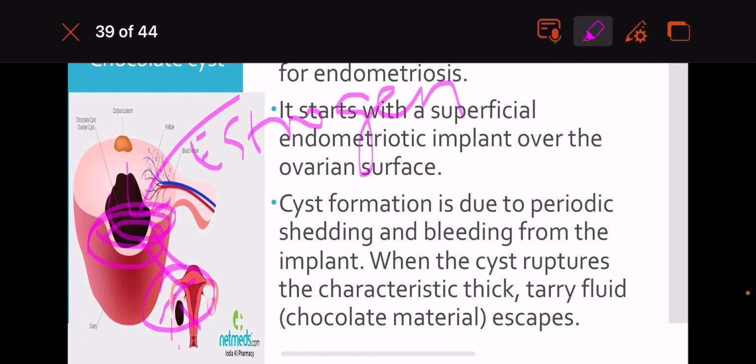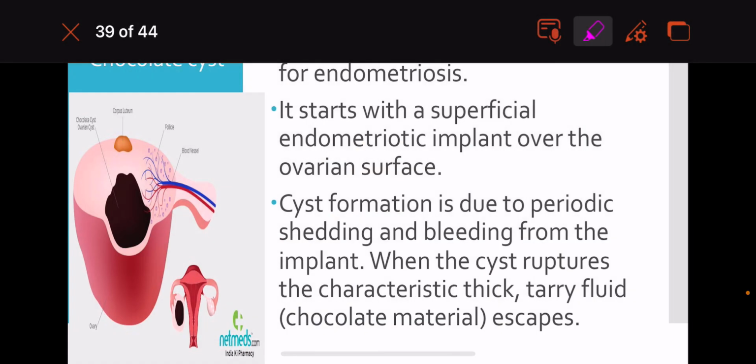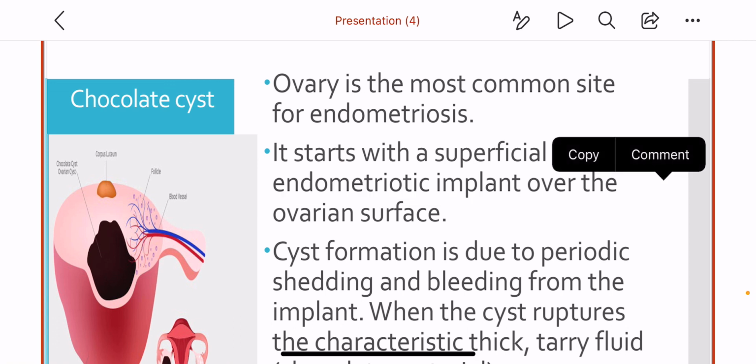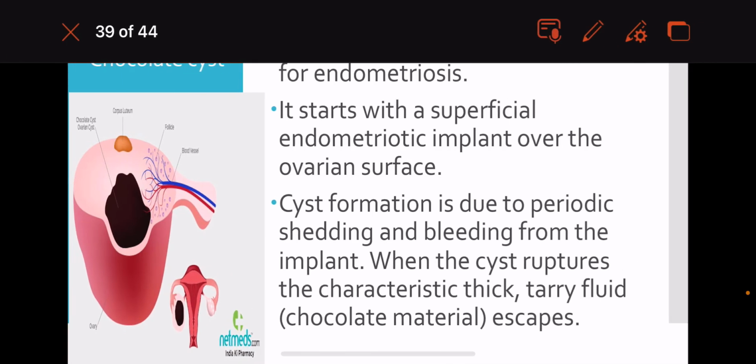When the cyst ruptures, the characteristic thick tarry fluid, chocolate material, escapes. When it is shedding, you can see the chocolate material. When it starts a cycle, estrogen is acting, there is growth of the ectopic site, and then there is shedding. The chocolate material escapes. This is known as chocolate cyst.